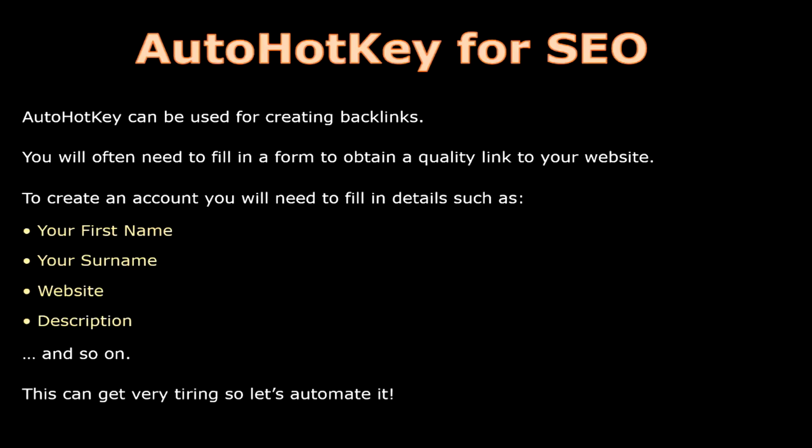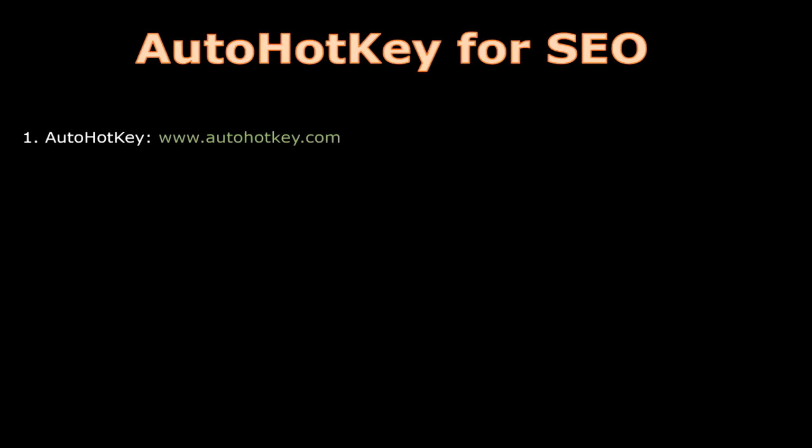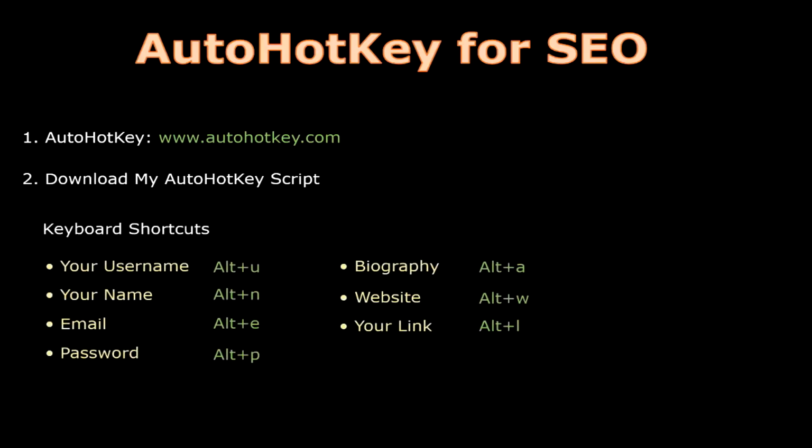But first, you will need to download the software by going to AutoHotKey.com. Secondly, you will need to download my AutoHotKey script using the URL found in the resources document. These are the default keyboard shortcuts for my script. I'm also going to show you later how to change them and add your own keyboard shortcuts.